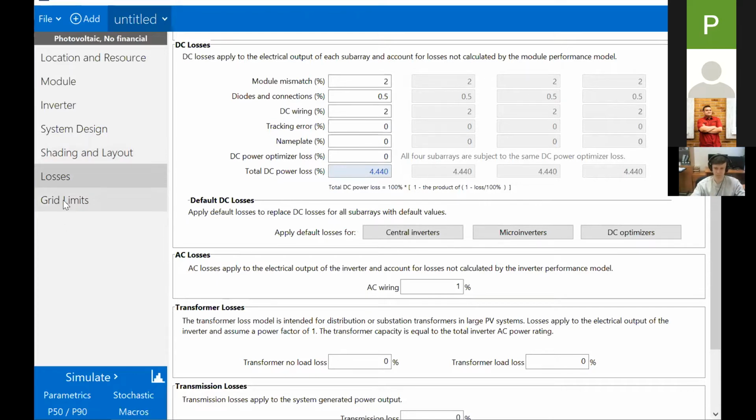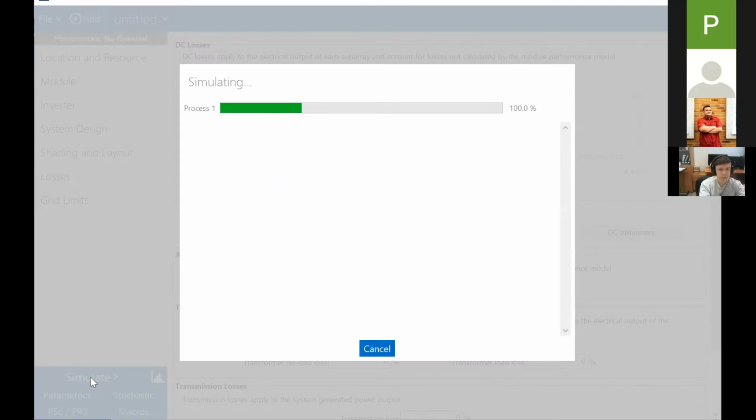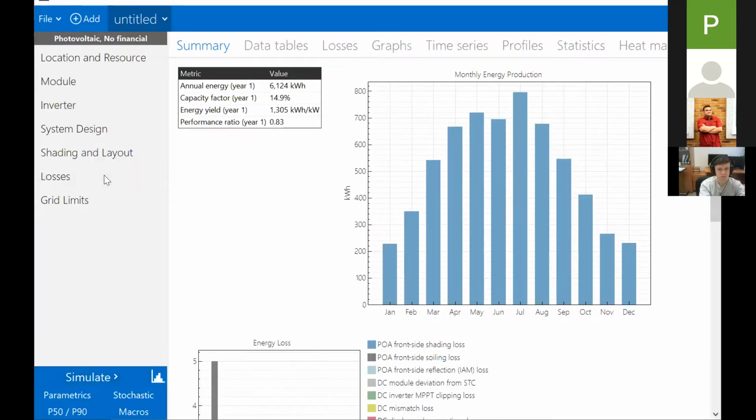Then there are issues about the limitations that a particular electricity grid may have on the power that you are providing to it. We're not going to be looking at that, but we will have a look at all the other aspects of system design. And then when we finish all that, we can simulate the performance. And you can see for Calgary, the capacity factor is about 15%.